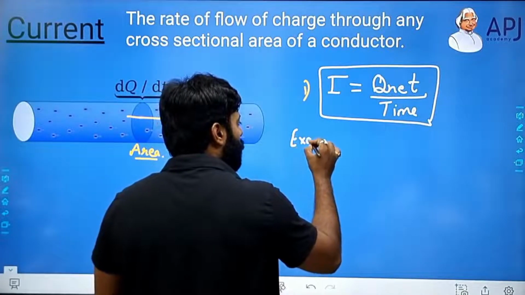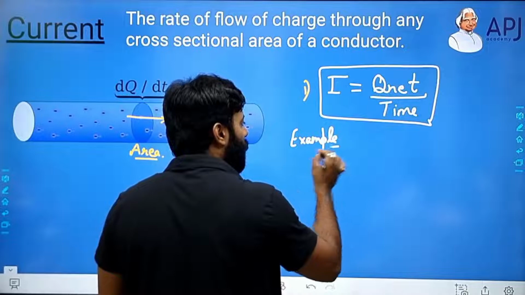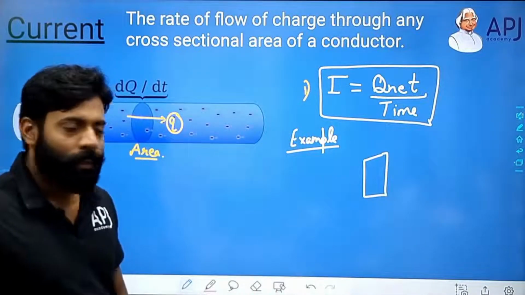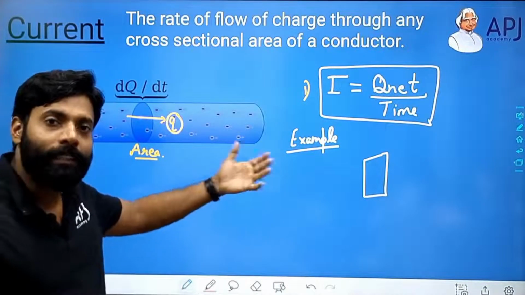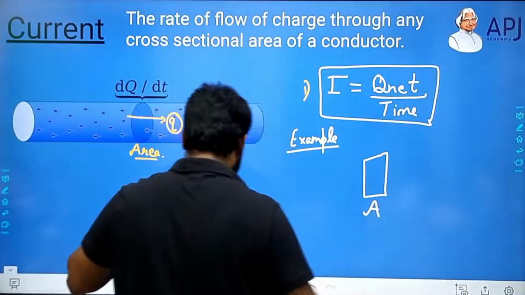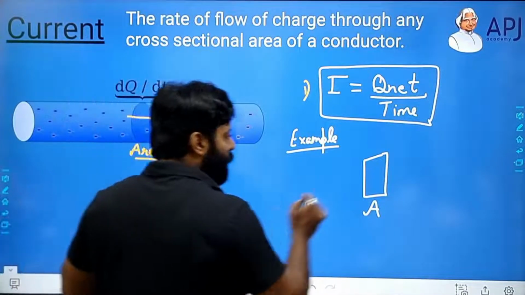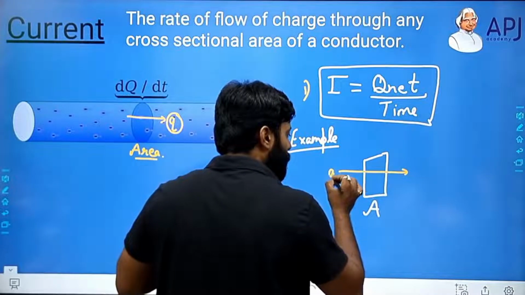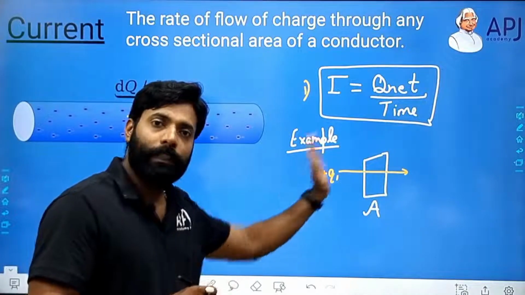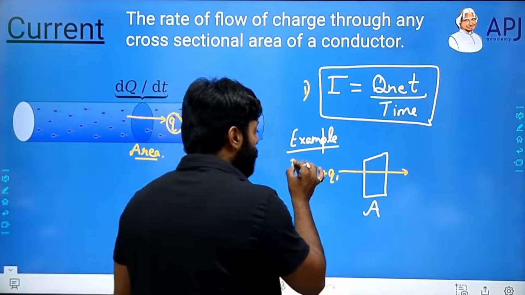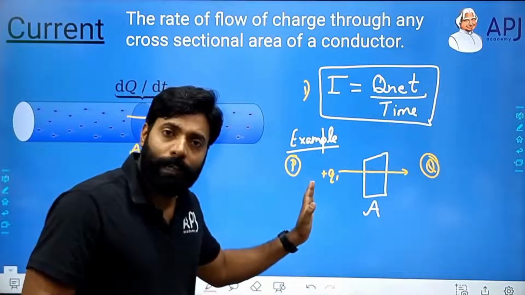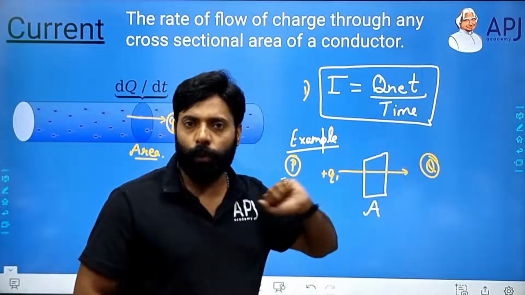Example I can tell you, assume that there is one cross-sectional area inside a conductor, and if we assume that through this cross-sectional area, Q1 charge is going in this direction, I would say that positive Q1 charge is going from this side to this side. I can mark this side as P, I can mark this side as Q. I can say that the plus Q charge is going from P side to Q side.